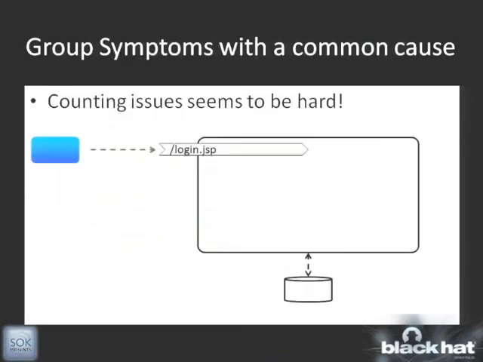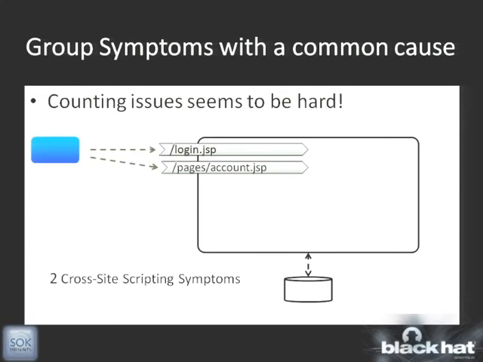Okay. Second one is group symptoms with the common cause. When I started doing that gray box and the empirical results for gray box analysis, I had a problem, in the sense that I wasn't able to count vulnerabilities. How hard is that? I found the vulnerability on the login page, so you have one symptom of cross-site scripting. Then I found the vulnerability in the account page, a second symptom of cross-site scripting. I found the cross-site scripting in the balance page, I had a third one.